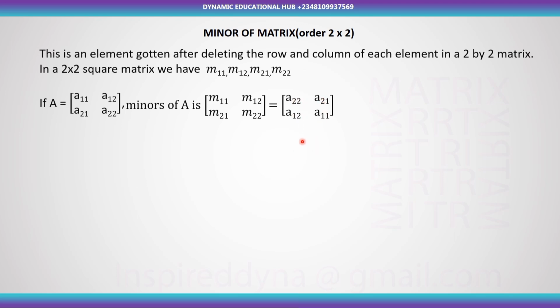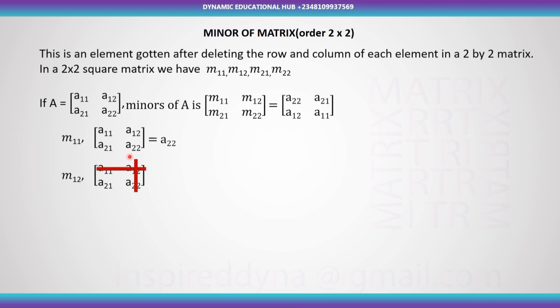How do we arrive at this? Let me show you. To find the first minor, which is M11, what you just need to do is delete the first row and the first column, since it is 1, 1, first row, first column. After deleting it, you are left with A22. And your A22, this is what we have here.